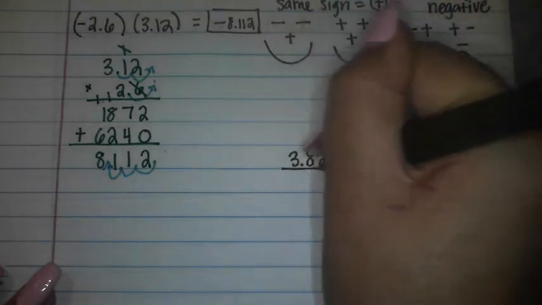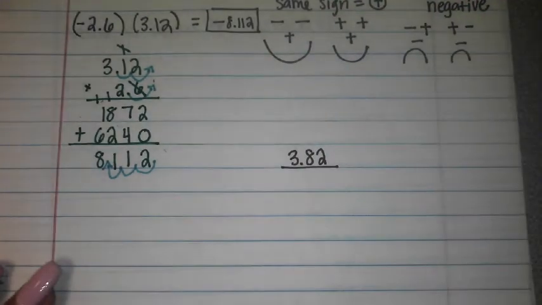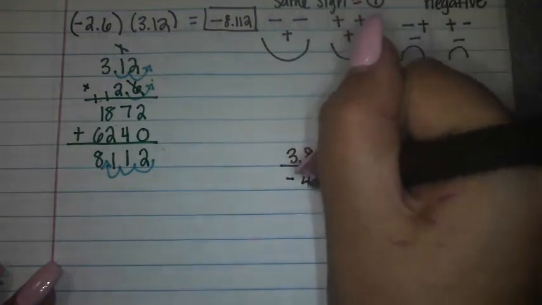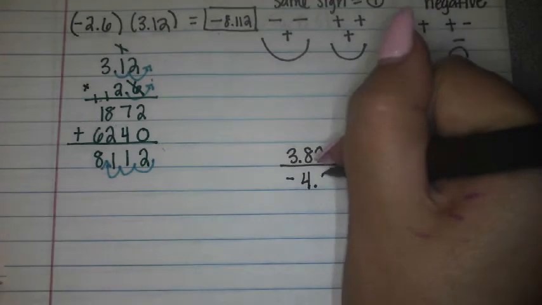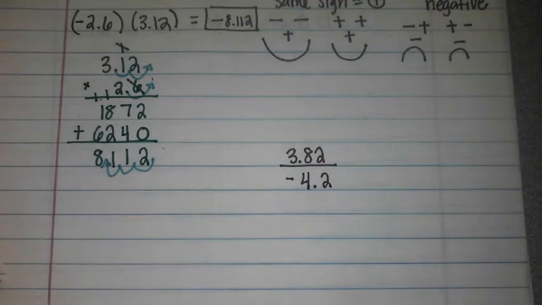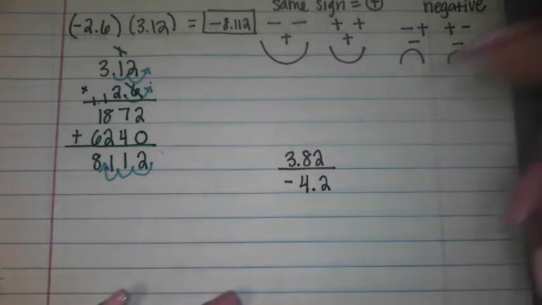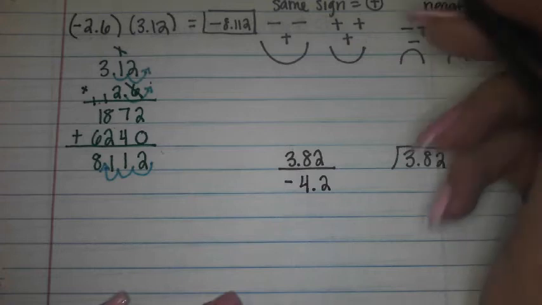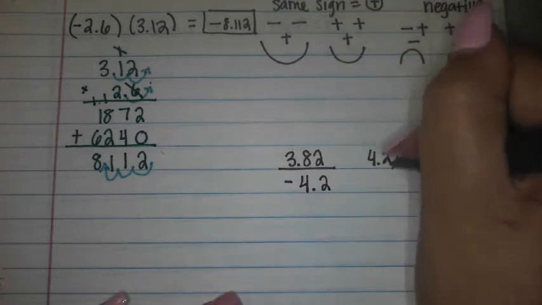3.82 divided by negative 4.2. So what we're going to do next is we're going to take this and divide it. So I'm going to put 3.82 in the house and I'm going to put the 4.2 on the outside.